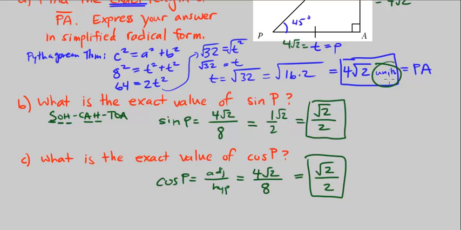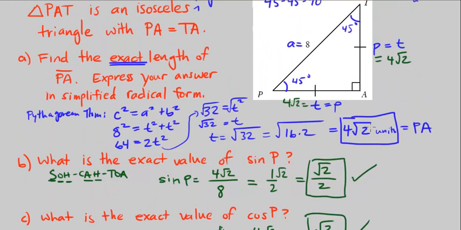The side length has units because it's a length, but the ratios, cosine, sine, tangent, cotangent, cosecant, secant, these are just ratios of sides, and they do not have units. So this is the exact value of sine of P and the exact value of cosine of P and the exact value of the side length PA. And that's going to end our CPM Precalculus Chapter 3, number 13.